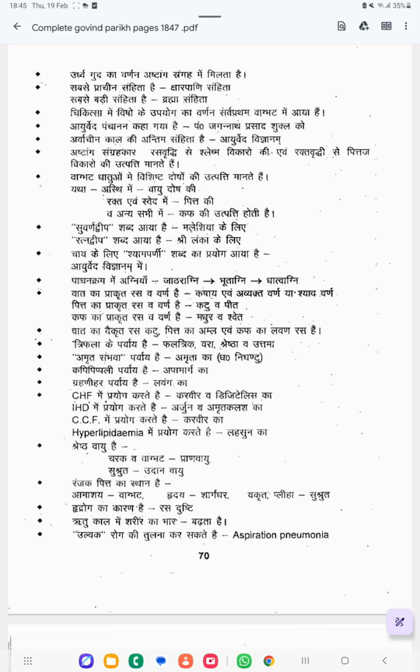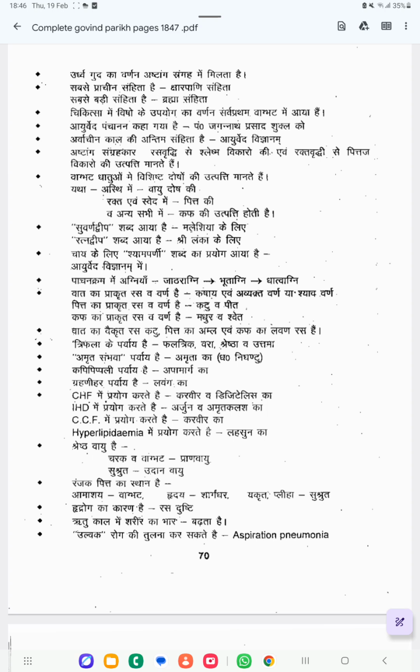Okay. Then for congestive heart failure, CHF, we can give Karavira and Digitalis. For ischemic heart disease, IHD, Arjuna and Amrita Kalasha, these types of drugs we can give. Then for congestive cardiac failure, CCF, Karavira is indicated. So these are the drugs we can give for the particular heart disorders. Then for hyperlipidemia, Lashuna, garlic, is indicated.